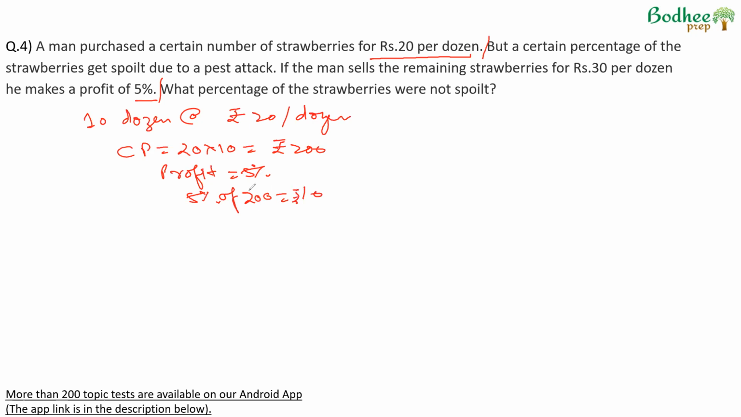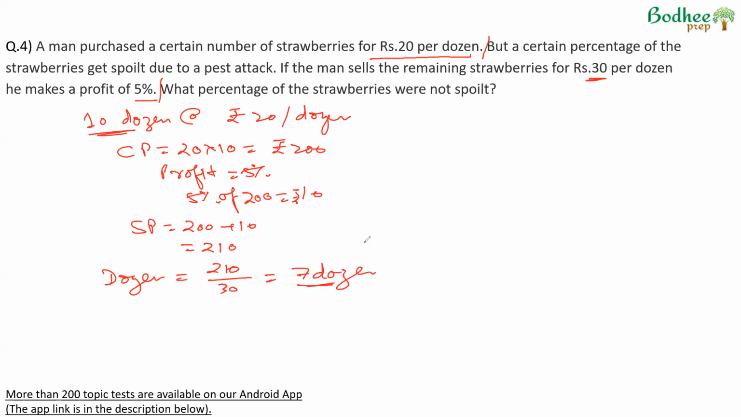5 by 100 into 200, 5 into 10. And therefore, the total selling price has to be cost price plus profit. His selling price is 320 per dozen. Therefore, the dozen strawberries that he has to sell will be total price upon per dozen price. So he has to sell 7 dozen strawberries. He bought 10 dozen, but he needs to sell 7.